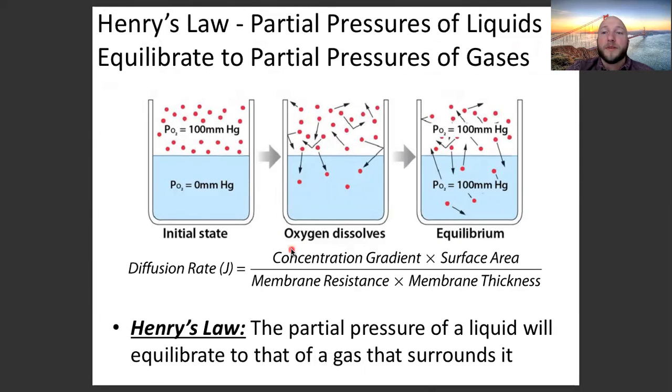All right, so now that we understand how to calculate partial pressures, let's see how it relates to respiratory physiology. Henry's law says that partial pressures of liquids equilibrate to partial pressures of gases. So I told you that we're learning about how oxygen goes from our alveoli, the lumen of our lungs, into our circulatory system. Right here, we can see at the initial state, at time 0, we have 100 partial pressure of oxygen in the gaseous part and 0 partial pressure of oxygen in the liquid part.